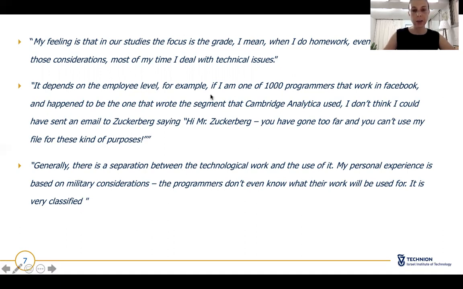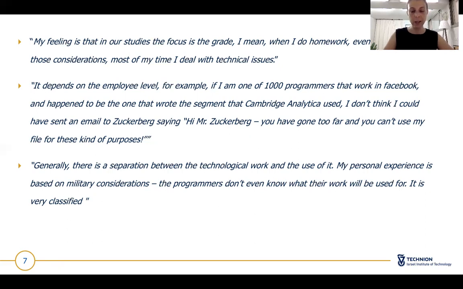Another example expresses the feeling that they have that they are maybe a small part in a bigger chain and they don't think they can have the impact on the society. "It depends on the employee level. For example, if I am one of 1,000 programmers that works in Facebook and happen to be the one that wrote the segment that Cambridge Analytica used, I don't think I could have sent an email to Zuckerberg." And this is what the student think he can send to Zuckerberg.